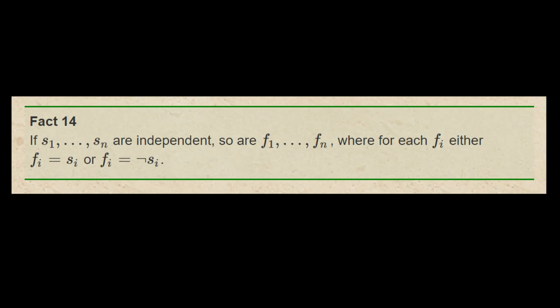If S sub 1 through S sub n are independent events, then so are F sub 1 through F sub n, where for each F sub i, either F sub i is S sub i, or F sub i is the negation of S sub i. The proof uses induction on m, the number of i such that F sub i equals the negation of S sub i.